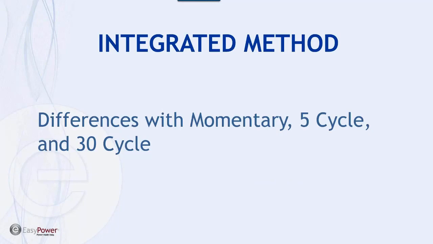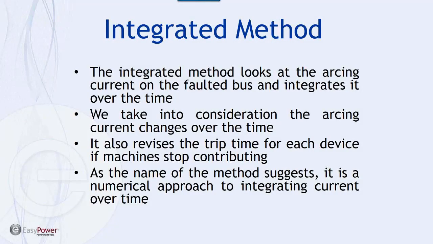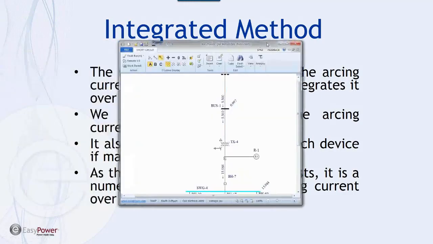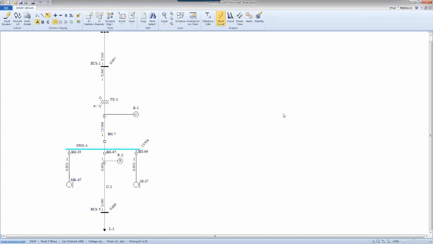Now, let's go and look at the integrated method, and compare it against 5-cycle and 30-cycle here. So now, the integrated method looks at the arcing current on the faulted bus and integrates it over the time. Before I go more into details, let me explain what the integrated method will do here. So what happens is that it starts with iteration.